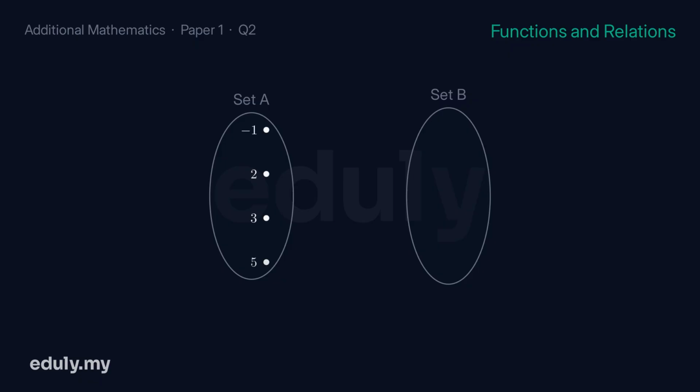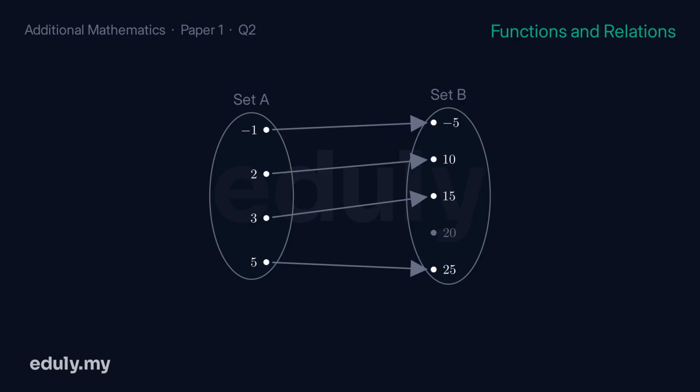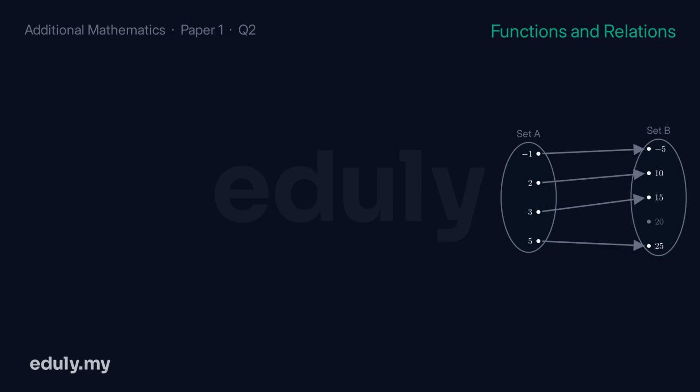Set A has 4 elements, and set B has 5. Each arrow shows which element of B an object in A maps to. Let us keep the diagram beside us and read the range straight off it.